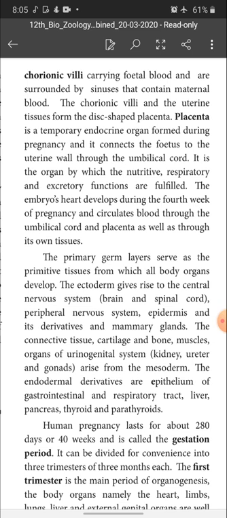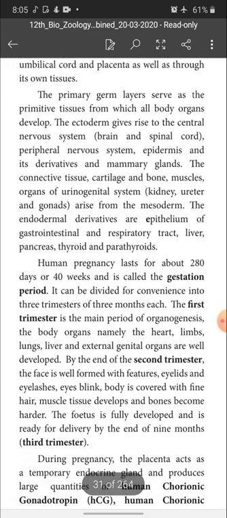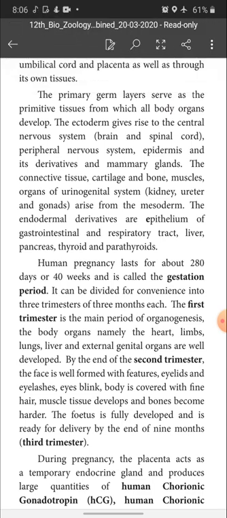Okay, children, these are the organs developed from ectoderm, endoderm and mesoderm origin. Epithelium of the gastrointestinal and respiratory tract, liver, pancreas, thyroid and parathyroid are of what origin? Endodermal origin. Next, human pregnancy. It lasts for how many days? The gestation period is 280 days, or as per weeks, 40 weeks, and it is called what? Gestation period.